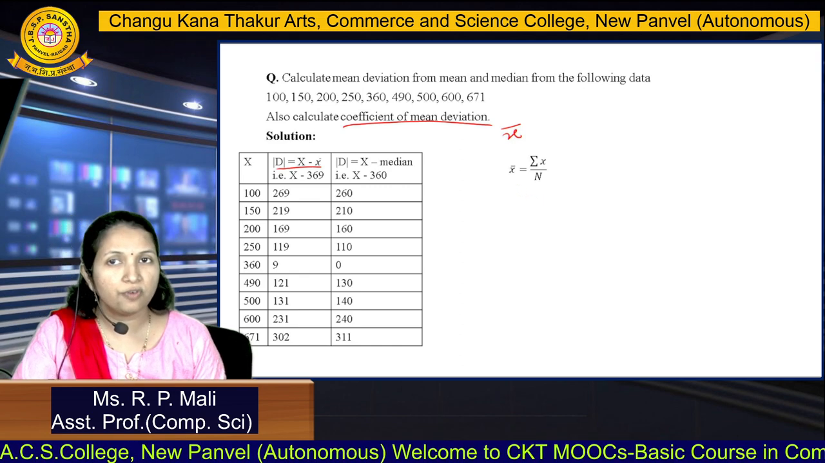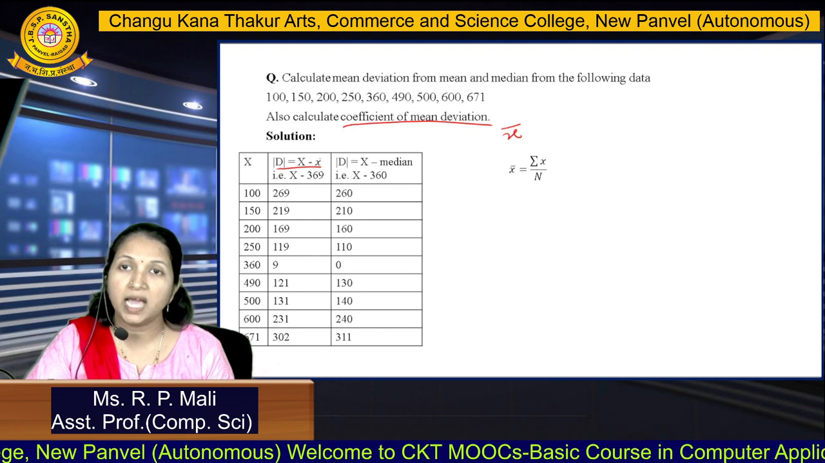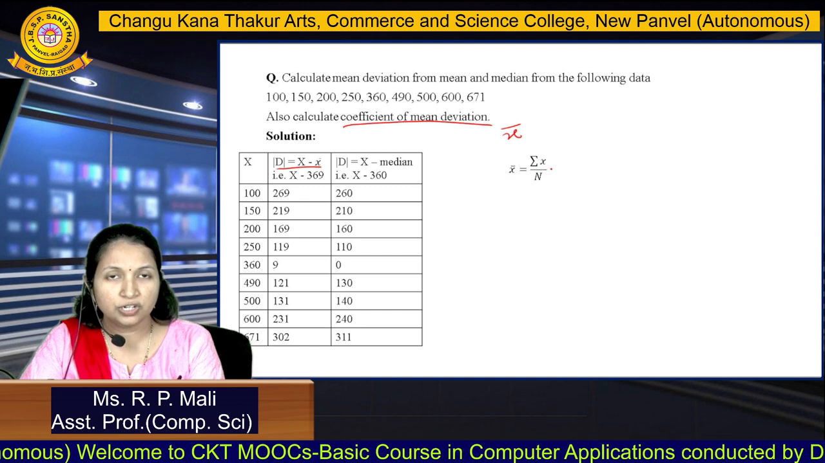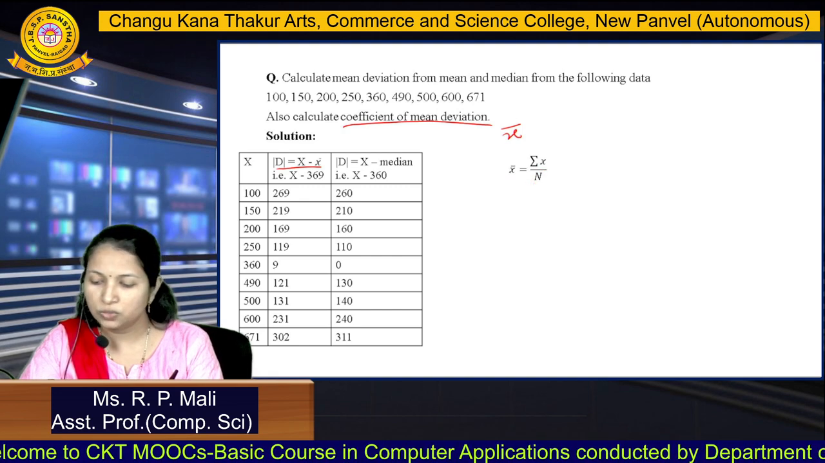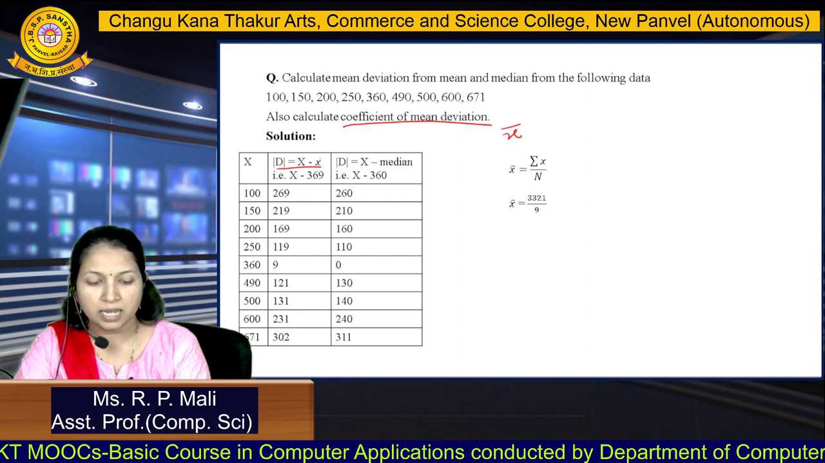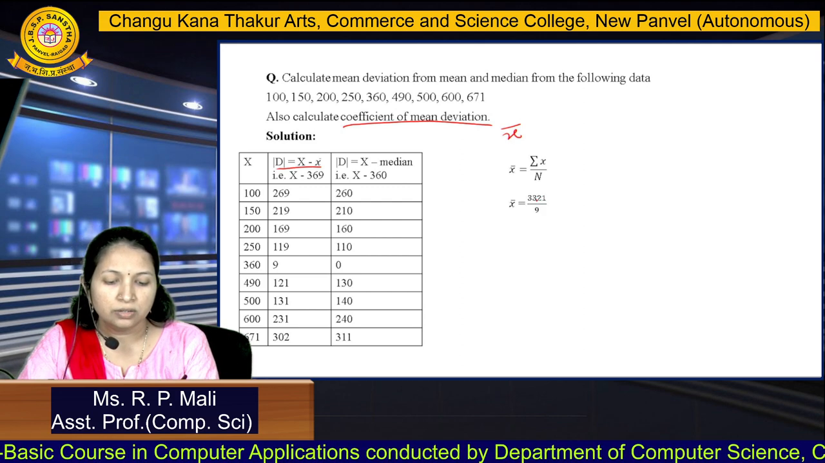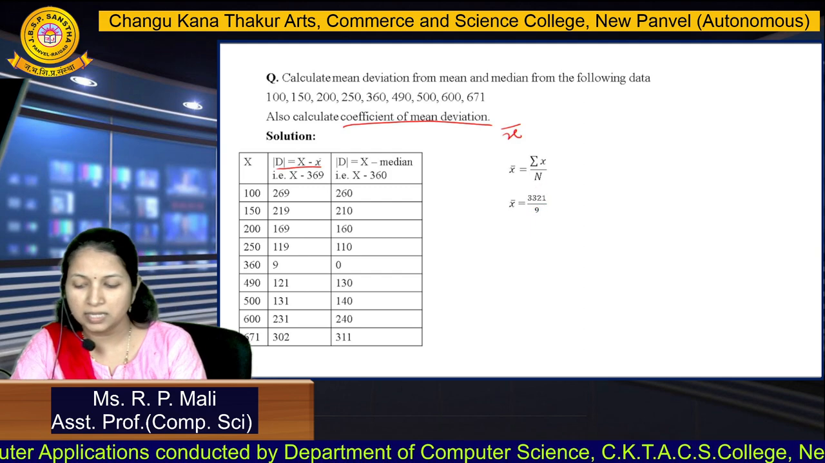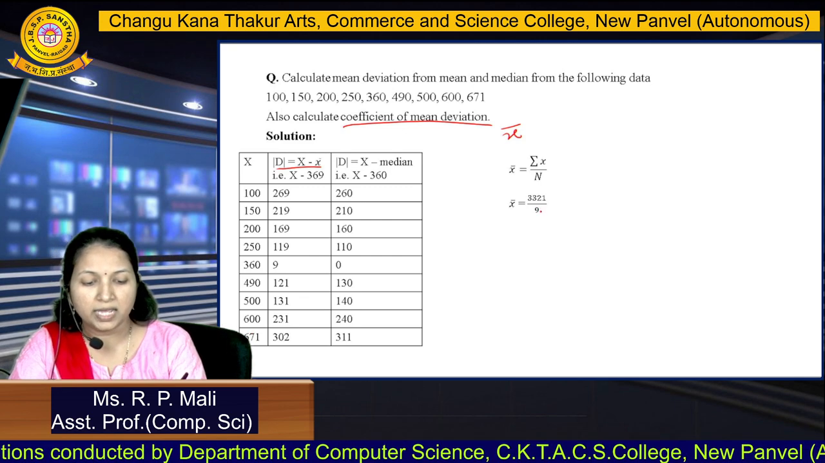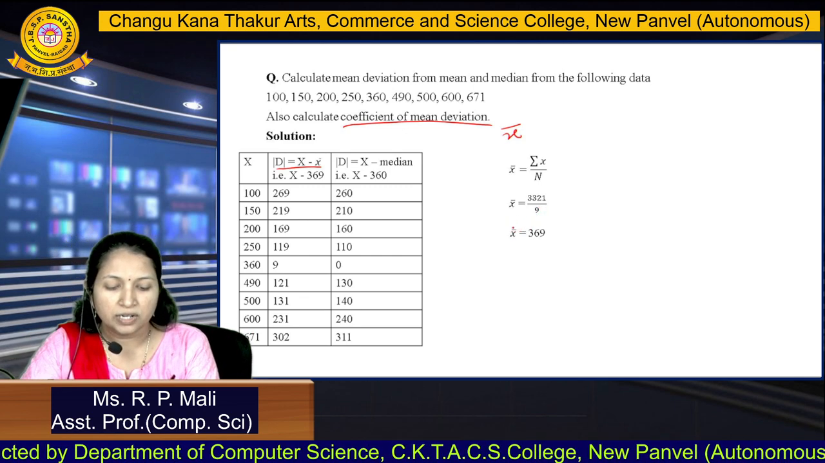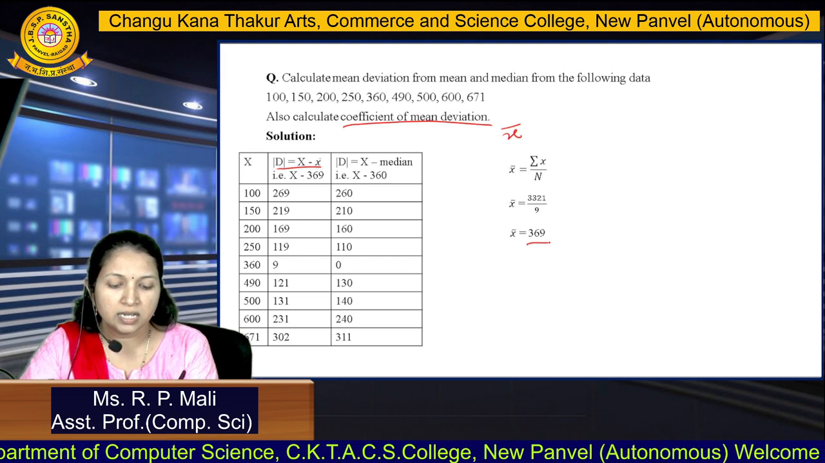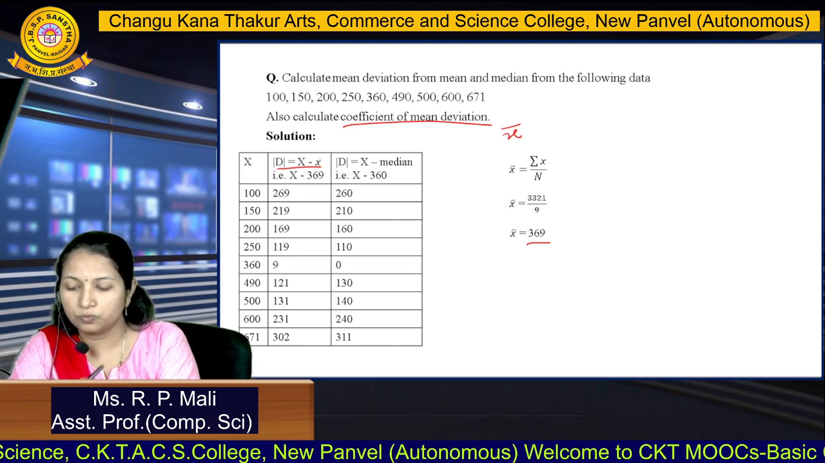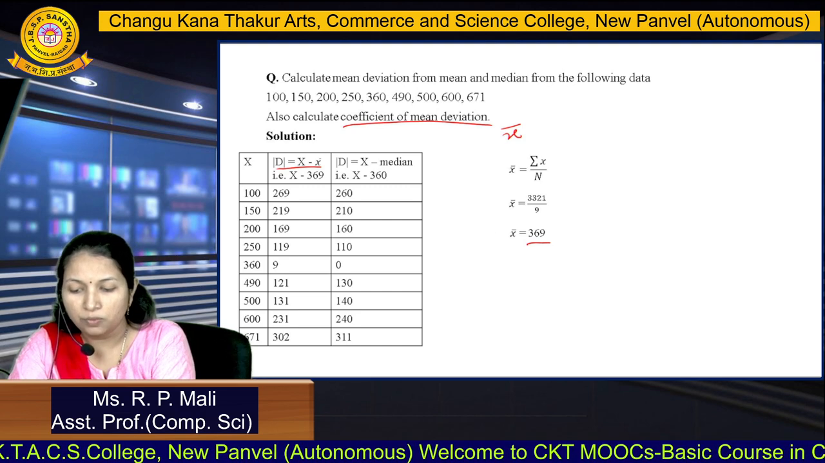Now we are going to apply the formulas for the individual series that we have seen in the last lectures. So x bar is equal to summation of x divided by n. The summation of x is 3321. How many observations are there? There are a total of 9 observations, so n is equal to 9. After calculation, the value is 369. So we are going to subtract 369 from each value. So how are you going to do that?